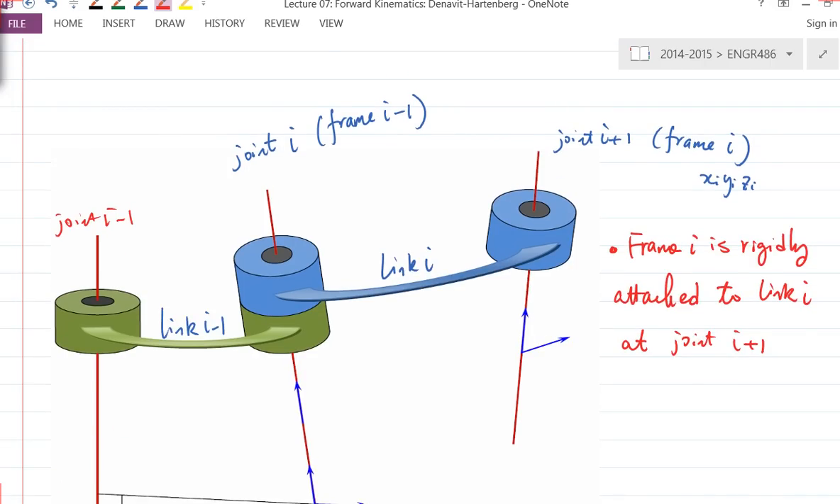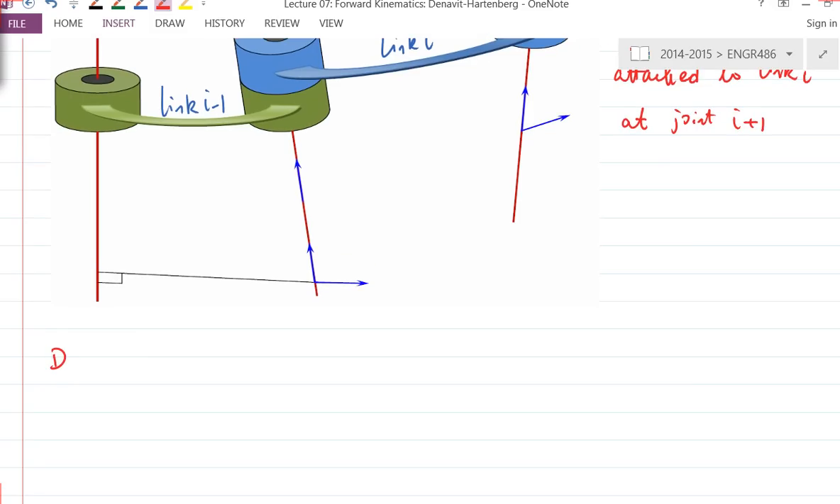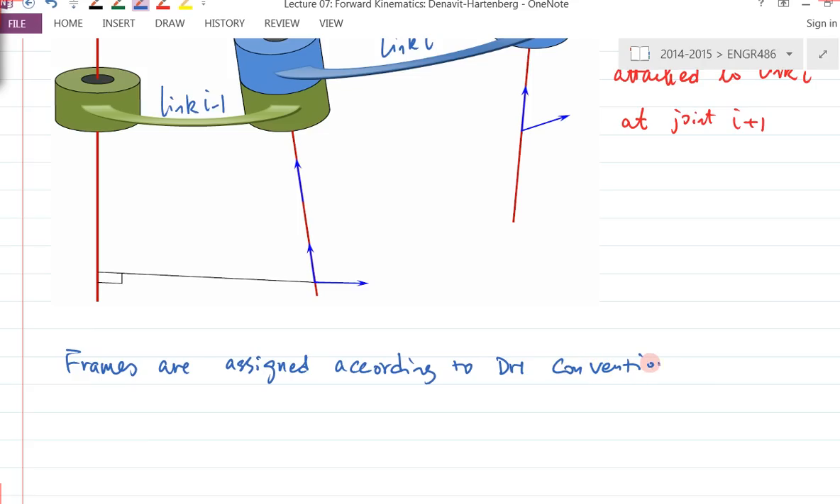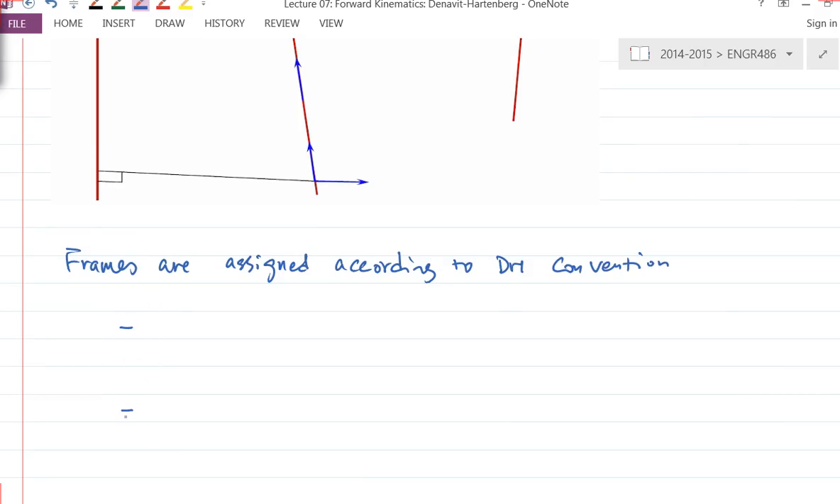How do we assign the frames here? As the title of this lecture says, we're going to assign the frames according to the DH convention. Before we start to assign the frames, I'm going to lay down two important constraints regarding this DH convention, right?